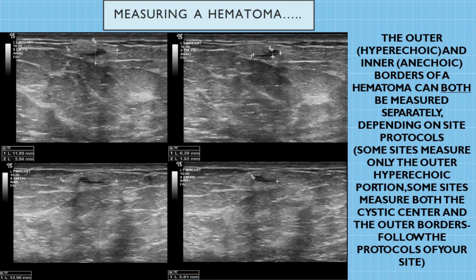Measuring the inner cystic portion of the hematoma will let you know if the hematoma is coagulating or changing appearance over time. Over time, that cystic portion should start to go away, and the hematoma will become completely echogenic as it coagulates. Depending on the protocol of your breast center, some breast centers measure just the outer hyperechoic portion of the hematoma, or some measure both the outer portion and that inner cystic portion when it's visualized. The most important thing is to follow the protocol of your breast center.